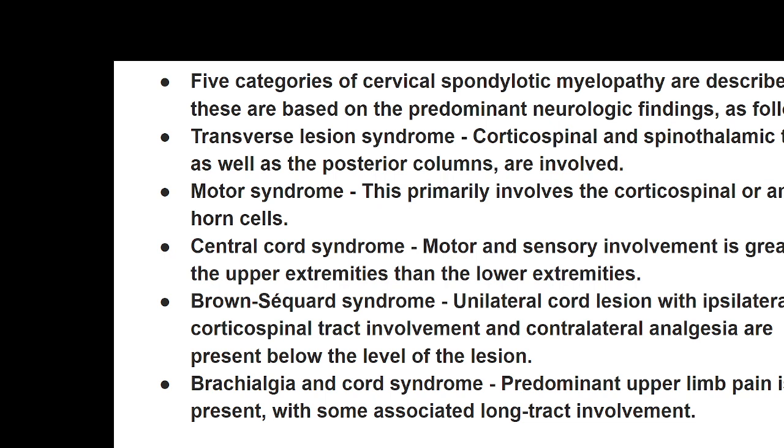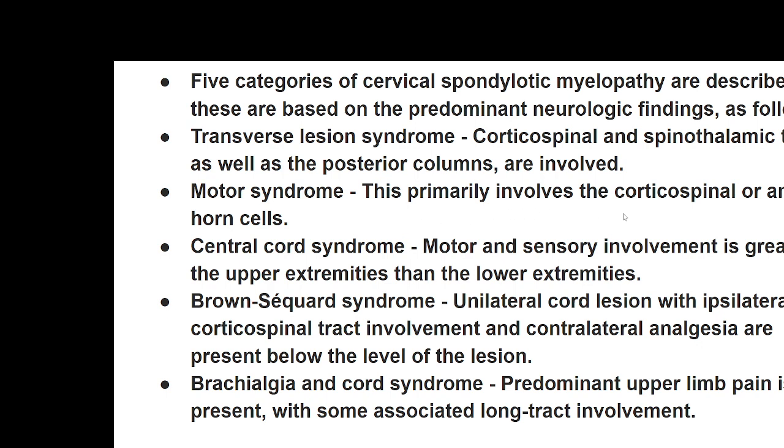And the myelopathy, as such, the complications of the spinal cord, are categorized into 5 categories: transverse lesion syndromes, motor syndromes, central cord syndrome, Brown-Sequard syndrome, and brachialgia and cord syndromes. We will have somewhat more discussion about the Brown-Sequard and brachialgia in the coming sessions. In transverse lesion syndrome, the patient would have involvement of corticospinal and spinothalamic tracts, and hence the patient would have difficulty in gait, abnormality of the gait could occur.